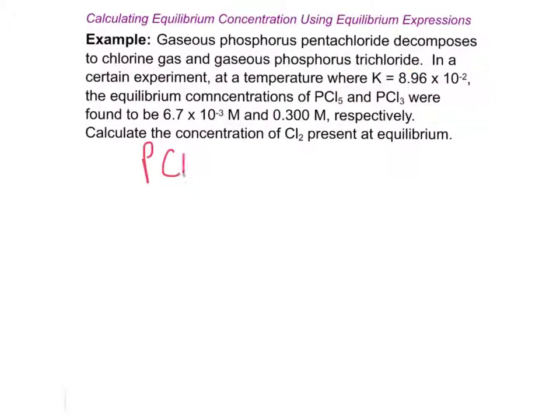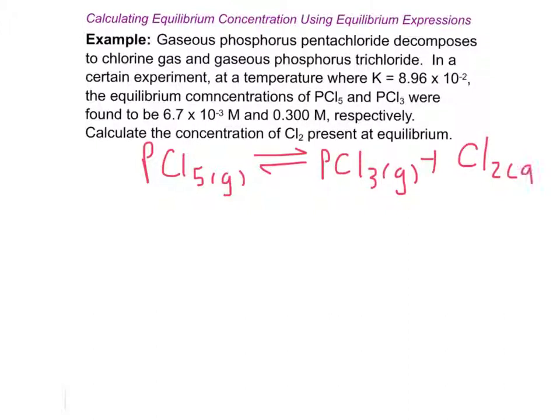Phosphorus pentachloride in the gas phase is going to decompose into phosphorus trichloride, a gas, plus chlorine gas. Okay, now the next thing, let's keep reading.